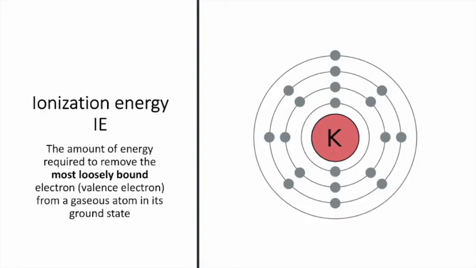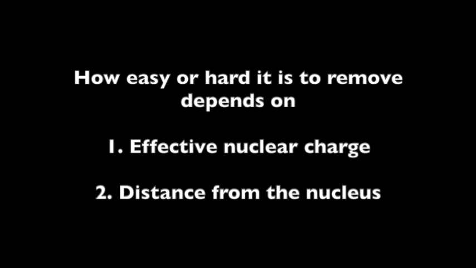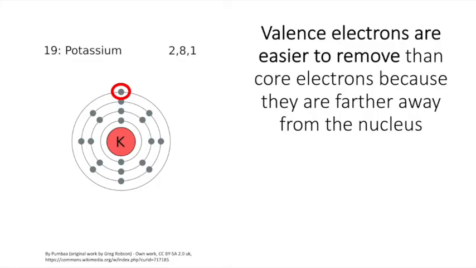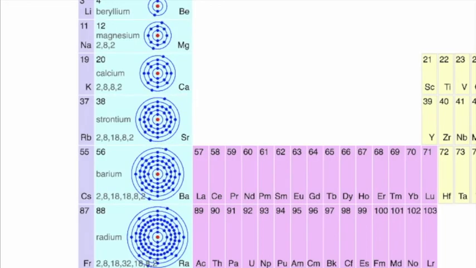So let's summarize. Ionization energy is the amount of energy required to remove the most loosely bound electron from an atom in its gaseous state. How easy or how hard it is to remove an electron is going to depend on the effective nuclear charge, as well as the distance the electron is from the nucleus. Energy is always required to remove an electron. Valence electrons are easier to remove than core electrons. Ionization energy decreases as you go down a column towards larger atoms, which have valence electrons farther from the nucleus.